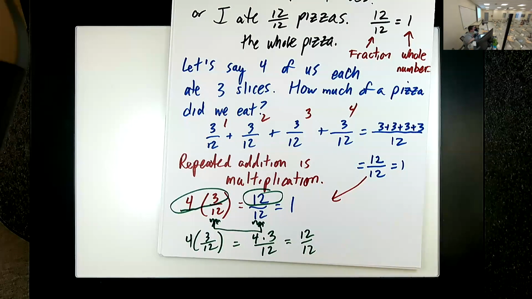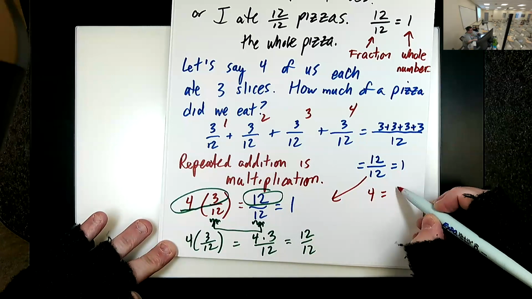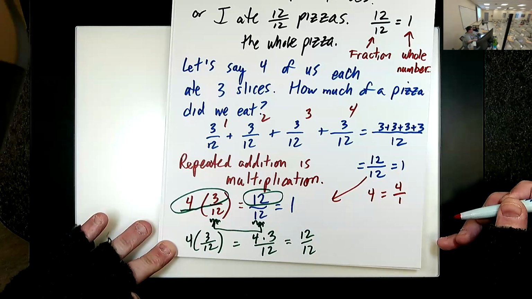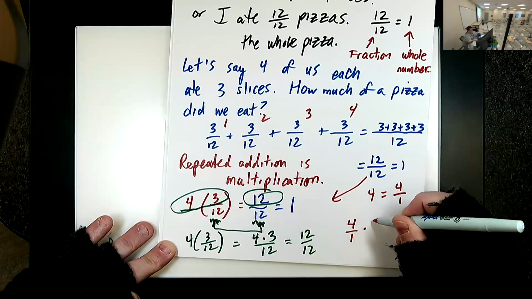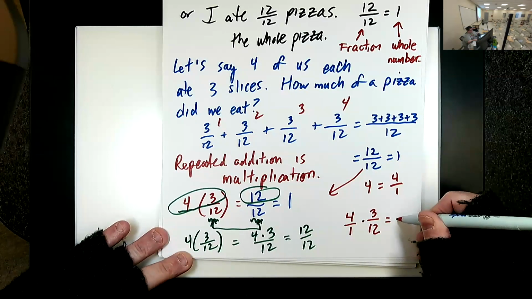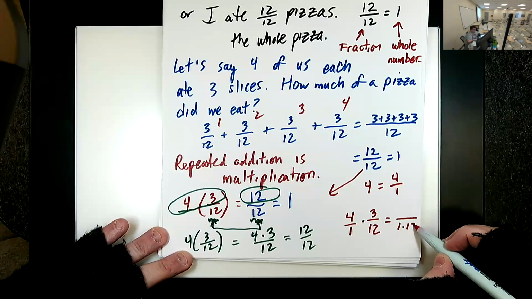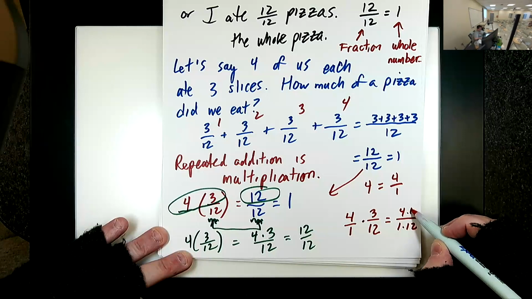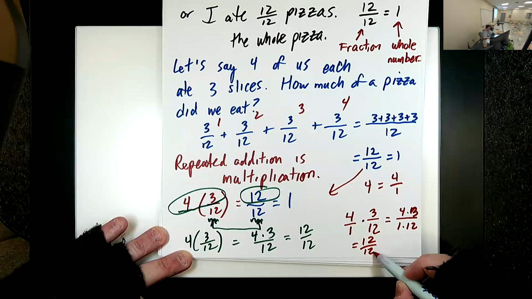That may not be immediately obvious to everyone. Another way of looking at the 4 is instead of writing 4, 4 is the same value as 4 over 1. So I can do 4 over 1 times 3 over 12. And now what we're going to do is multiply the bottoms together and multiply the tops together. And we end up with 12 over 12, which is 1.